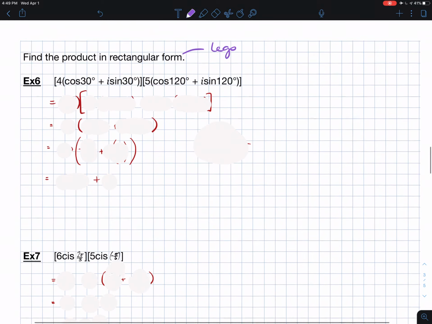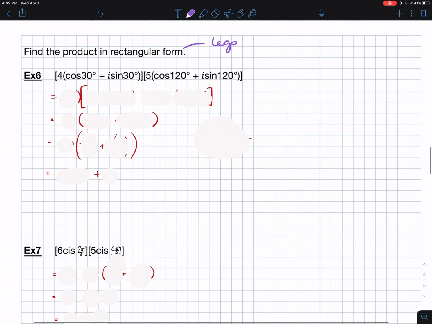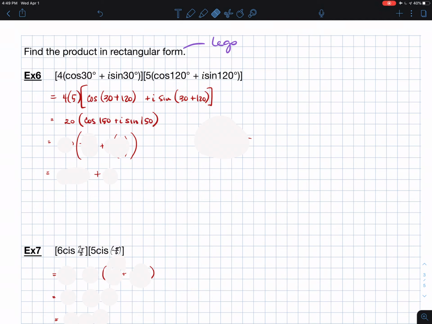Okay, so the first thing that I'll do is I'm going to use my equation up here. Make sure you have that handy. I can't show them both at the same time. I'm going to be multiplying my radii, and then I'm going to be adding my thetas. So there's a cosine of my 2 thetas added, plus i sine of my 2 thetas added. Clean that up, so we have 20 for the new radius. When I add my thetas, I'm going to get 150.